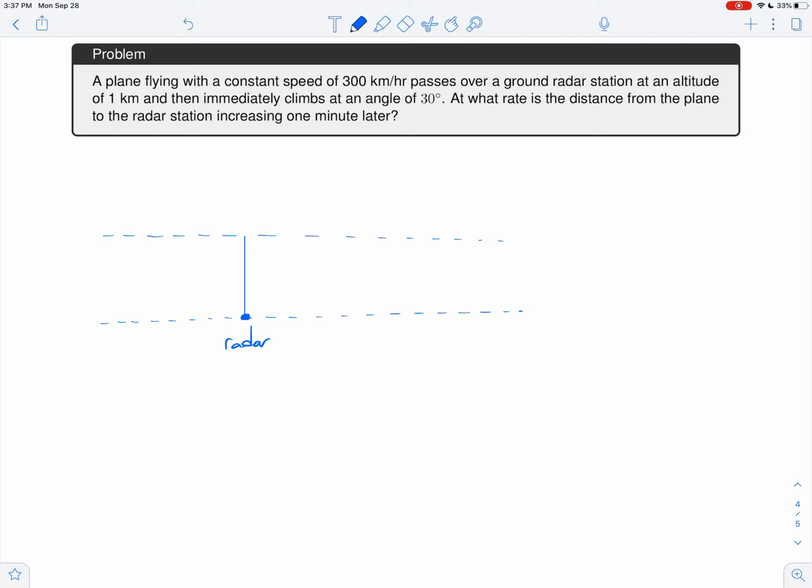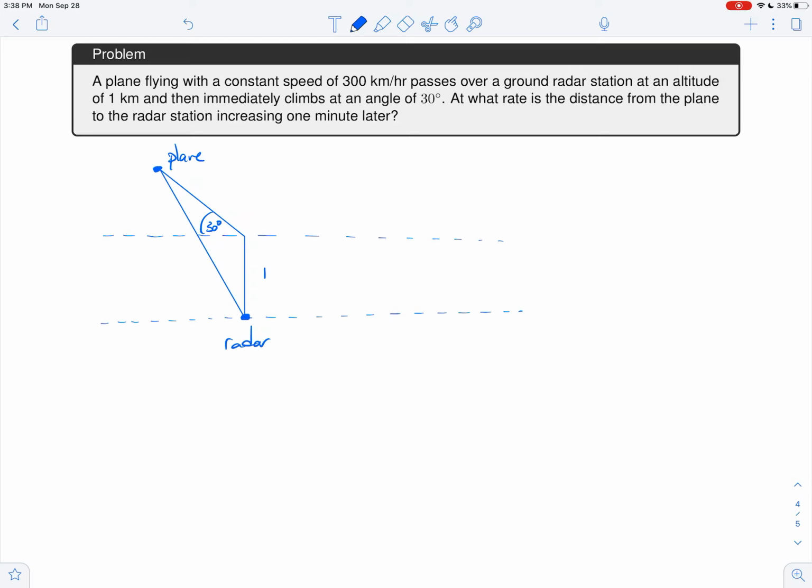It says a plane flying along passes a ground radar station at an altitude of 1 kilometer. So this is 1 kilometer. And then at that point it begins to climb at an angle of 30 degrees. And so the plane is somewhere here. We'll put it at that dot. And this particular angle is 30 degrees. And then it says, at what rate is the distance from the plane to the radar station increasing 1 minute later? And so we're, of course, interested in that distance right there.